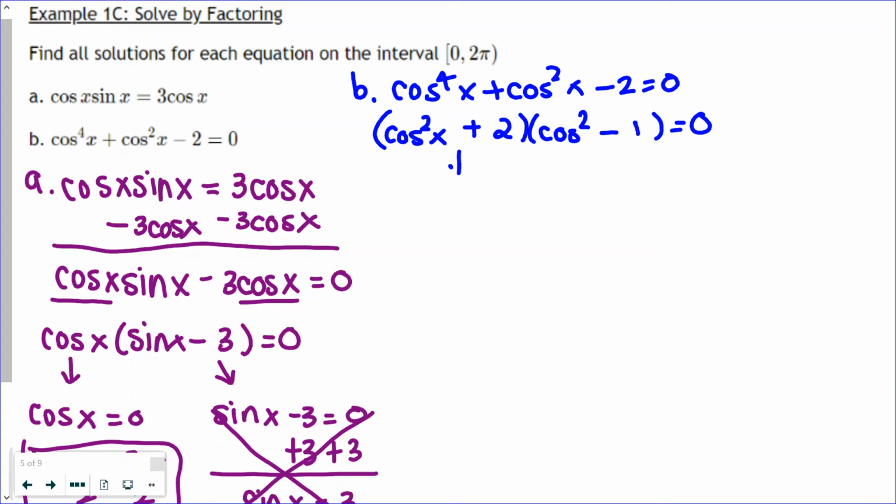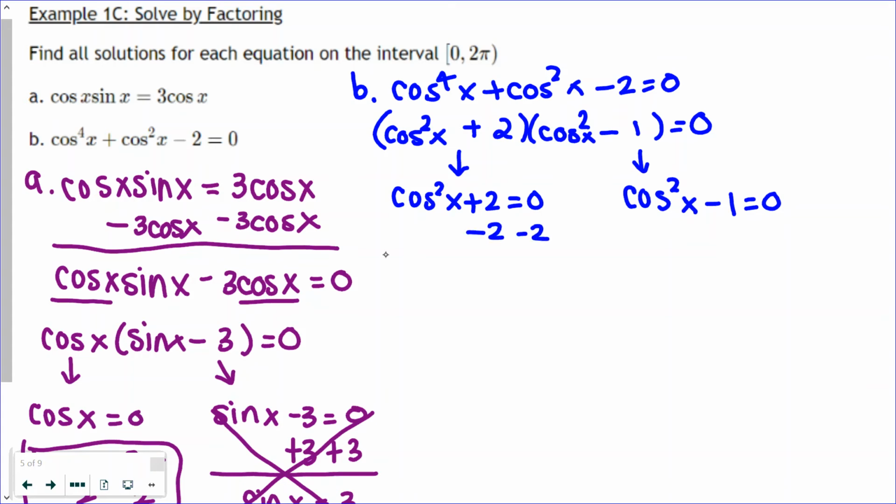Once we have it factored, we separate our two equations. So we have cosine squared x plus 2 equals 0, and we have cosine squared x minus 1 equals 0. Let's solve them. Minus 2 from both sides. We get cosine squared x equals negative 2. Take the square root, and we run into a problem. The square root of negative 2 is imaginary. That means it doesn't exist. So this piece of our equation does not yield a solution.